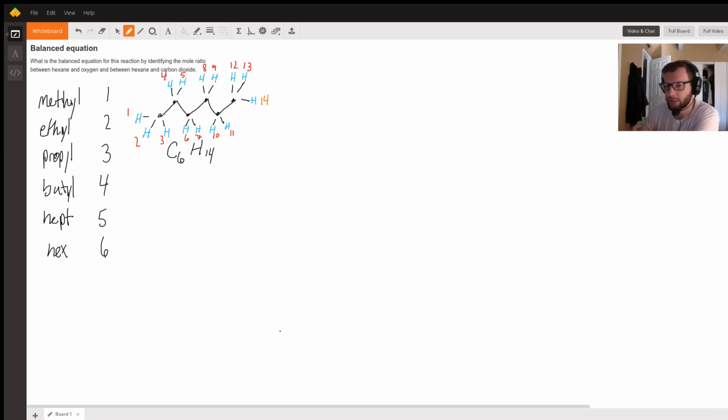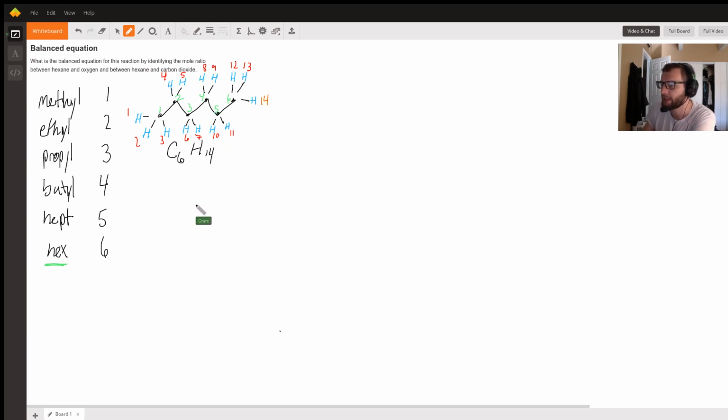First, in order to tackle this problem, you need to know what hexane is. Using the prefixes meth, eth, prop, but, pent, hex, and hept, we can see that hexane has 6 carbons: 1, 2, 3, 4, 5, 6. Each carbon on the end gets 3 hydrogens, and each carbon in the middle gets 2 hydrogens. That's where you get the hex. Ane is because it's an alkane. And then there are 14 hydrogens. So that's how we get the molecular formula for hexane.